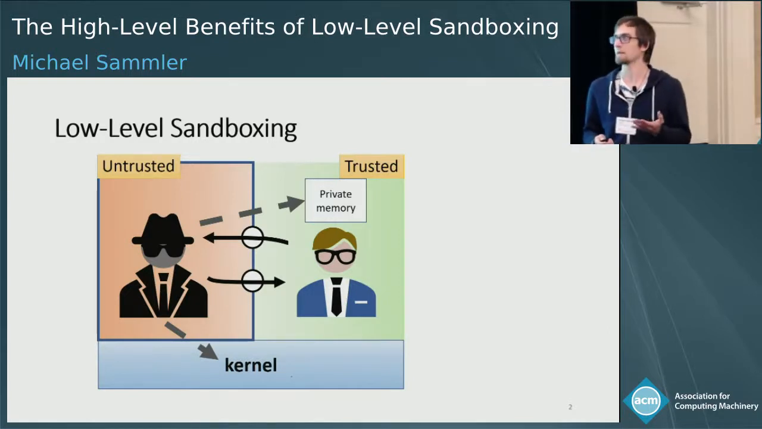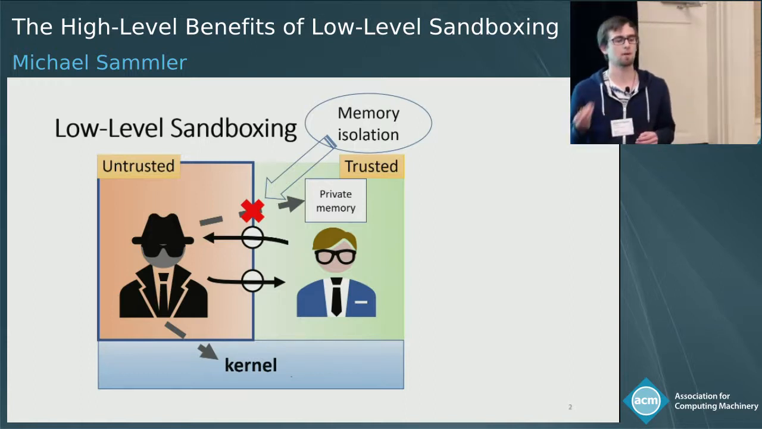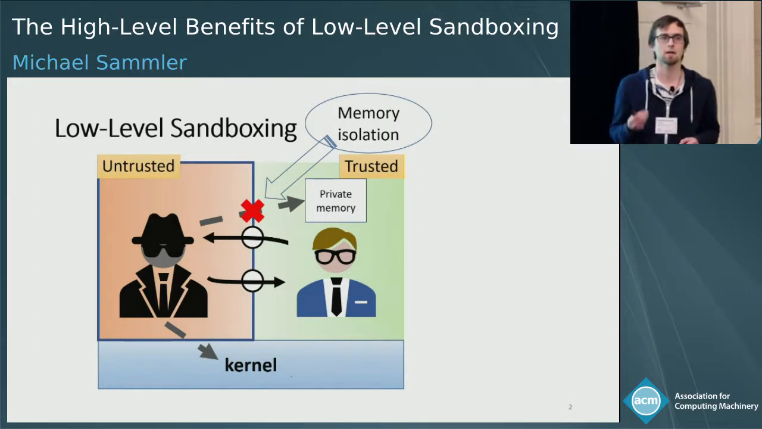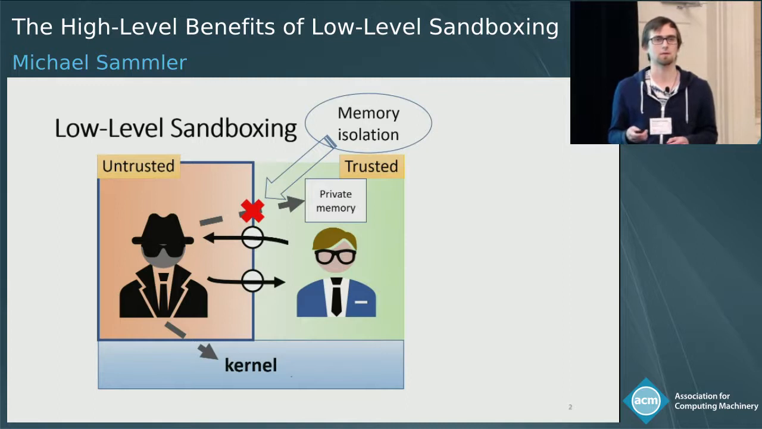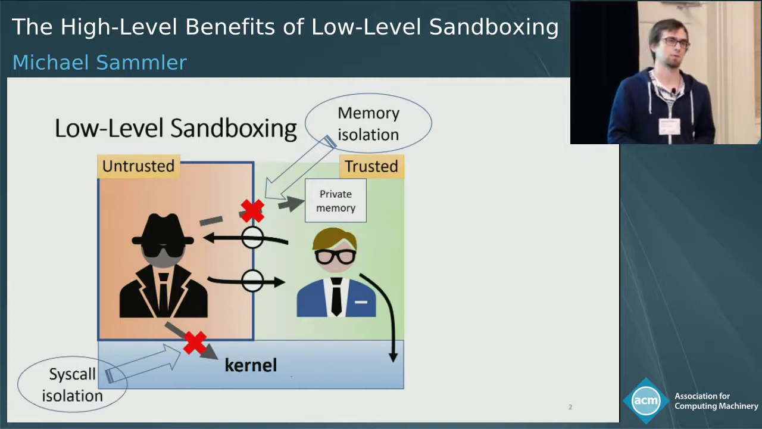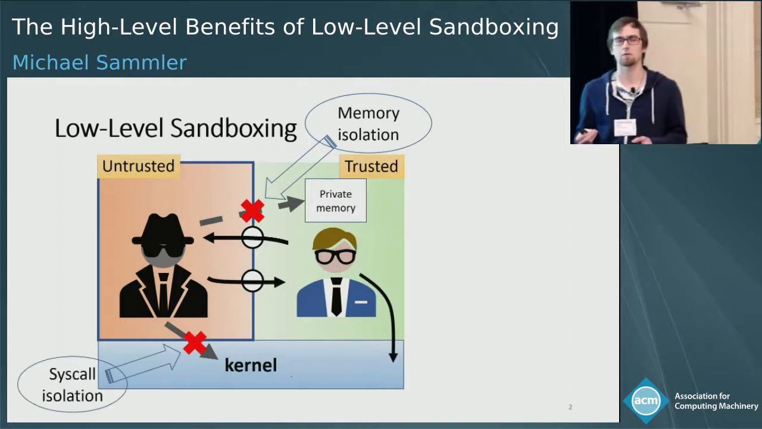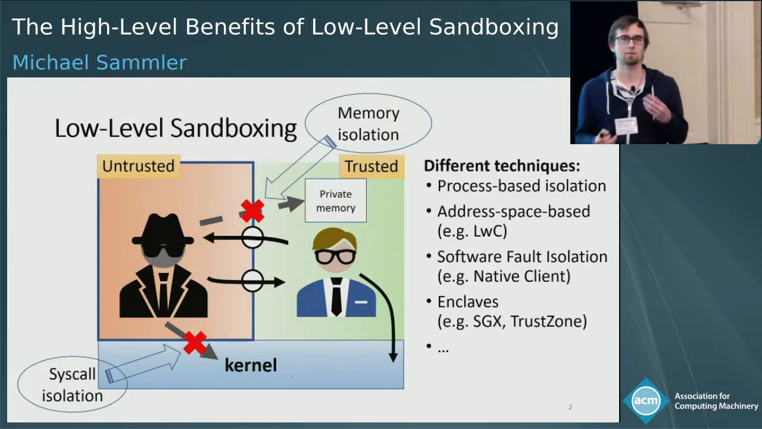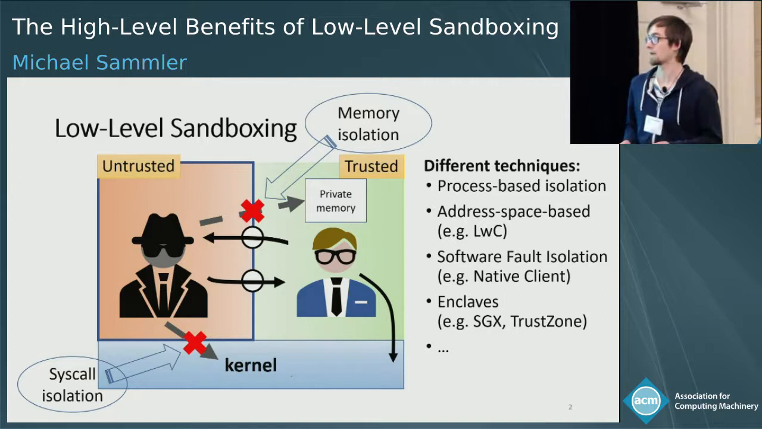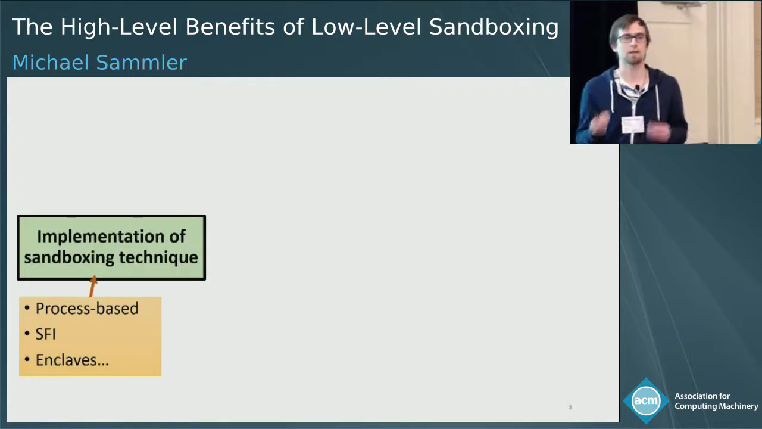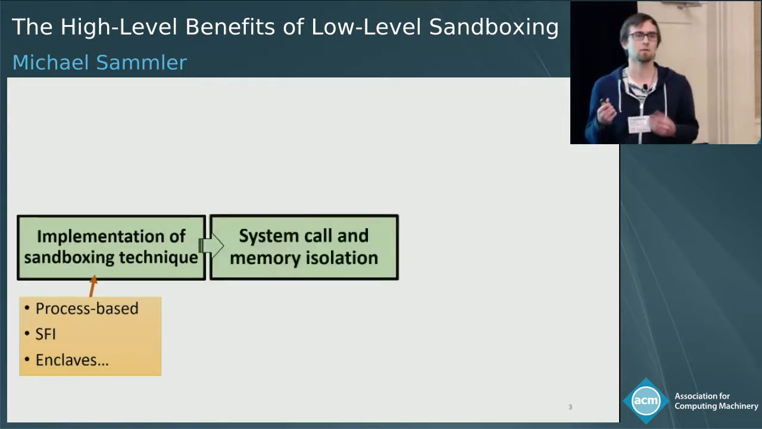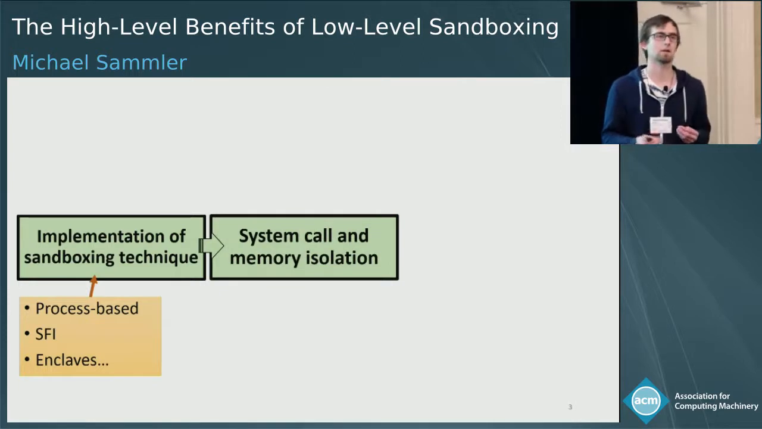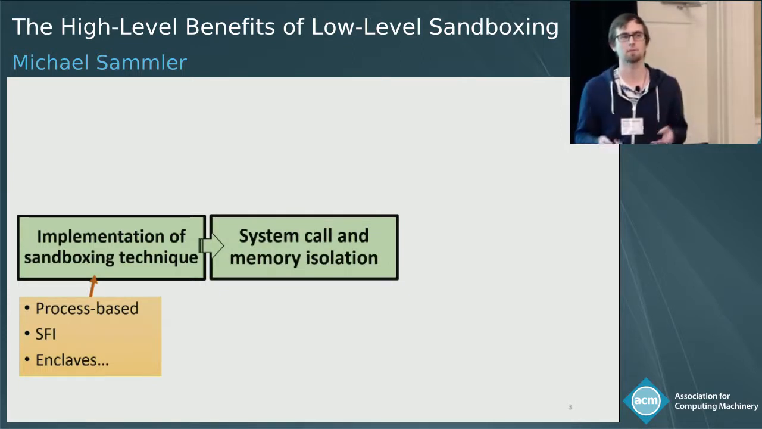More concretely, sandboxing usually consists of memory isolation, which prevents these attacks against the memory of the trusted code, and system call isolation, which prevents the untrusted code from directly issuing malicious system calls. And there are many different techniques for sandboxing which are used in practice. So what you usually do when you have such a technique is you convince yourself, either formally or informally, that this technique actually gives you system call and memory isolation.